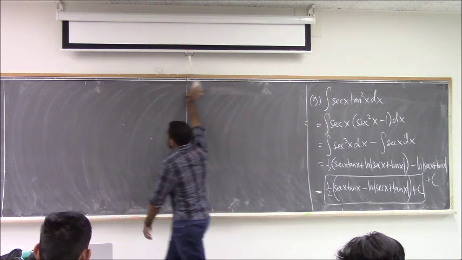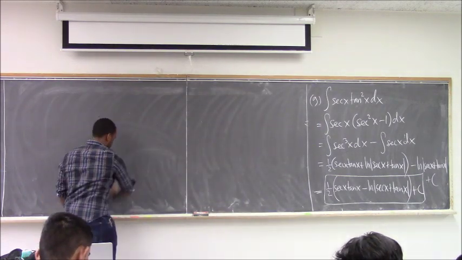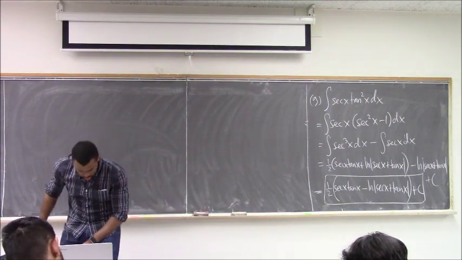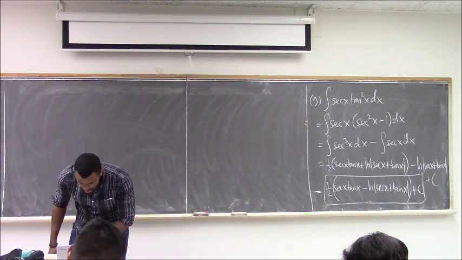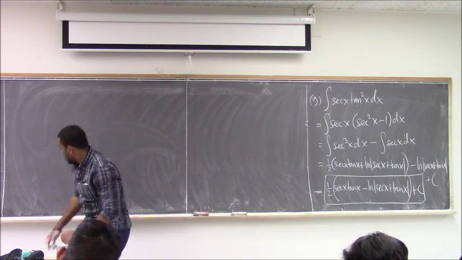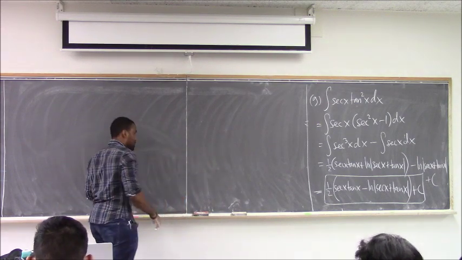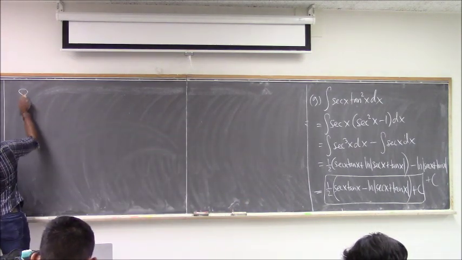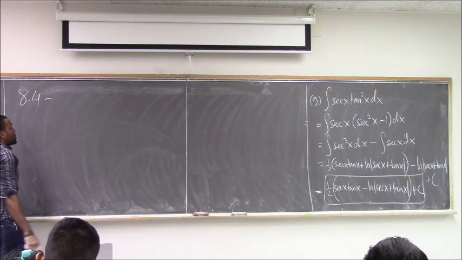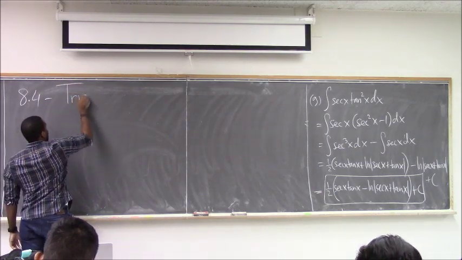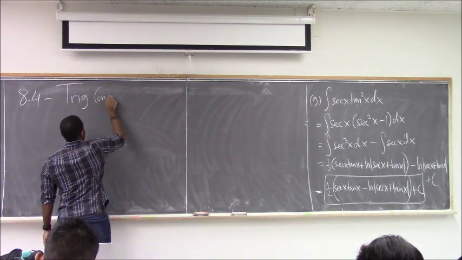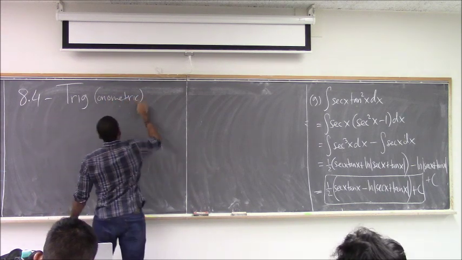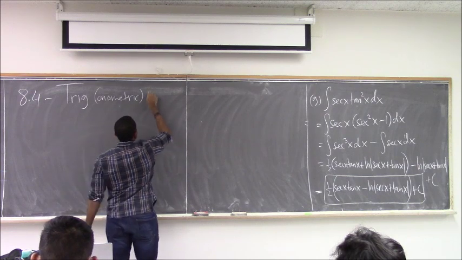But that's case 3 for the secants and tangents. And like I said, cosecants and cotangents are very similar to this case. But with that, let's move on. We're going to look at another topic now. I believe this is 8.4. We're going to learn about trig substitution. Trigonometric substitution.